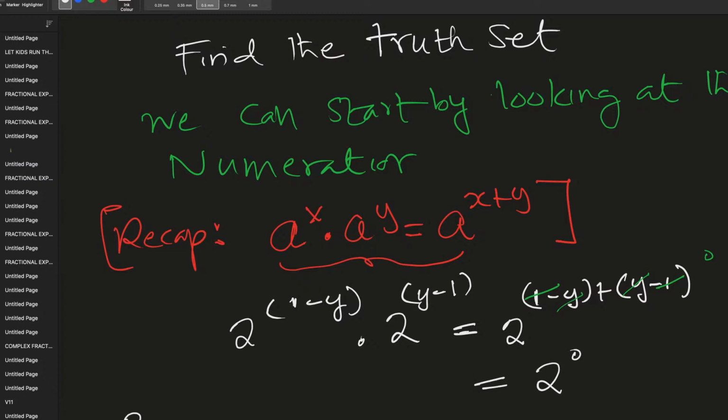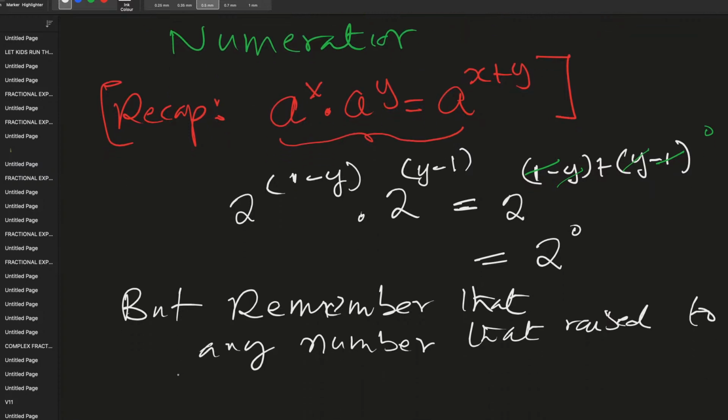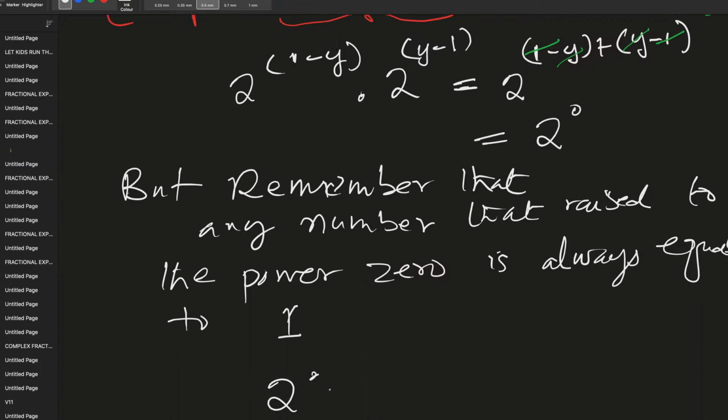But remember that any number raised to the power 0 is always equal to 1. So meaning this 2 raised to the power 0 will be equal to what? 1.